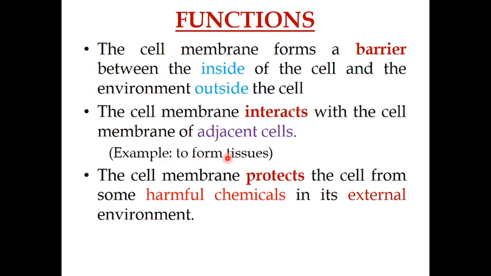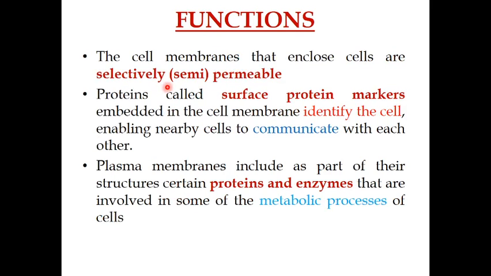So to form tissues, definitely the cell membrane will be helping. The cell membrane protects the cell from some harmful chemicals in its external environment. This is another major function. A few more functions: the cell membranes that enclose cells are selectively permeable. The cell membrane does not allow all molecules to move inside and outside. It selectively allows some molecules and not others. So this is the specific property of the cell membrane.